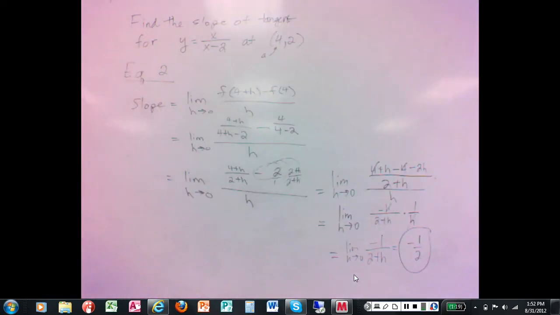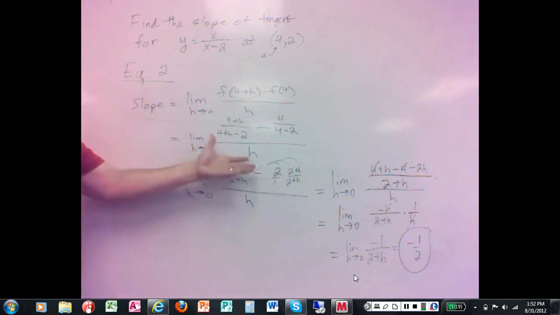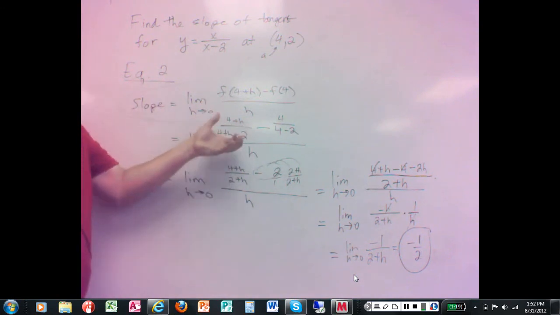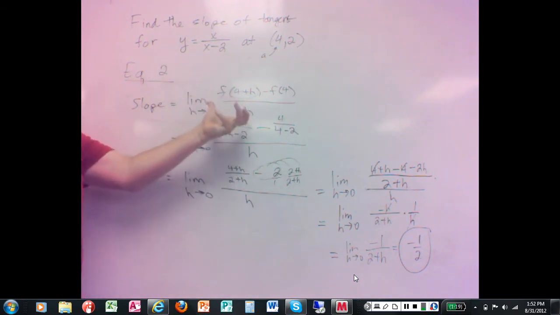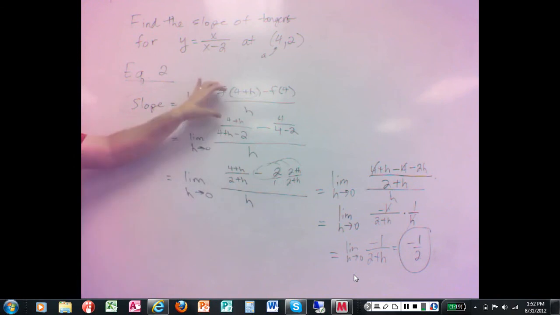But really, calling this the slope is really all that's new. We've done these limits, all these limits, before. We're just now noting that this equation here gives me the slope of the tangent.